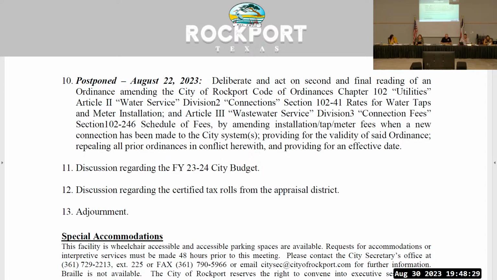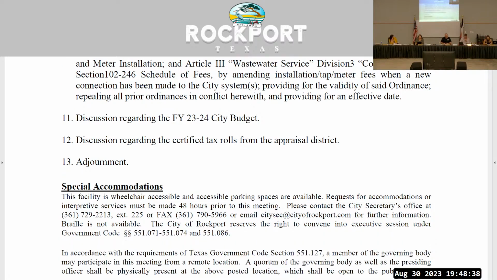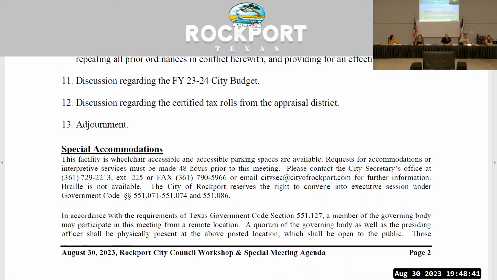Ward one? Aye. Ward two? Aye. Ward three? Aye. Ward four? Aye. Mayor, aye. Passes unanimously. Item number 11, discussion regarding fiscal year 23-24 city budget.